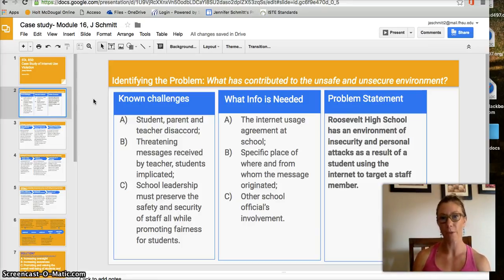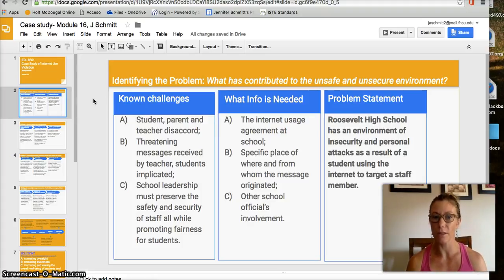So from that problem statement, going to the known challenges, there seems to be some student-parent-teacher discord. There's the threatening messages received by the teacher, the students within Roosevelt High School who are implicated, and then a challenge seems to be that school leadership needs to preserve the safety and security of all students and staff members. And that hasn't happened, obviously.